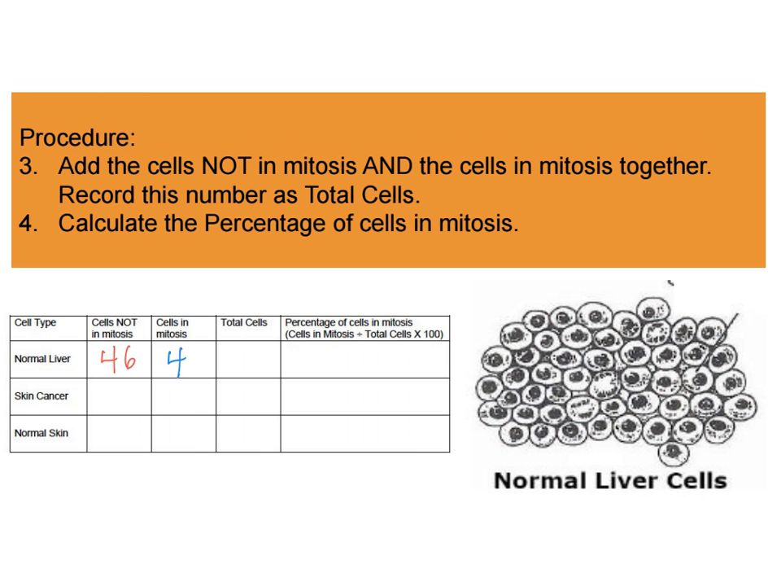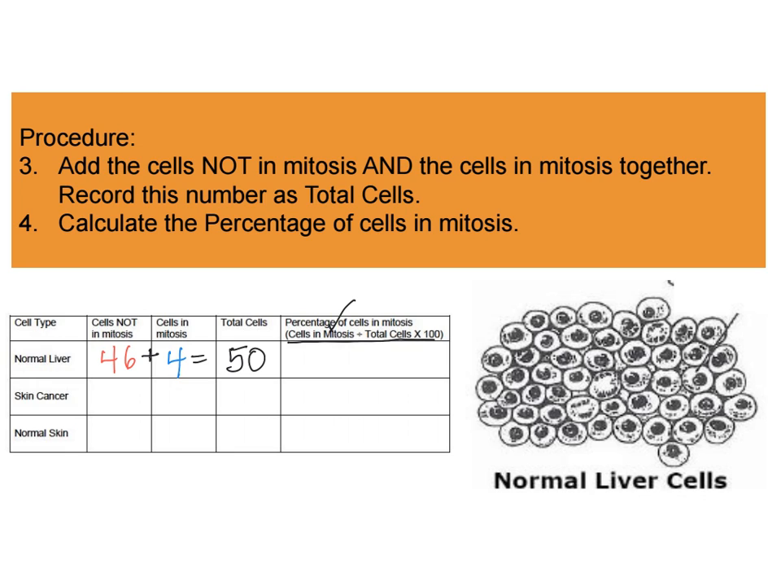The procedure tells us to add the cells not in mitosis and the cells in mitosis together. So I'm going to take 46 and add 4 to it, which is going to give me a total of 50 cells. Now we need to calculate the percentage of cells in mitosis. On our chart, it tells us exactly how to do this, but I'm going to model it here.